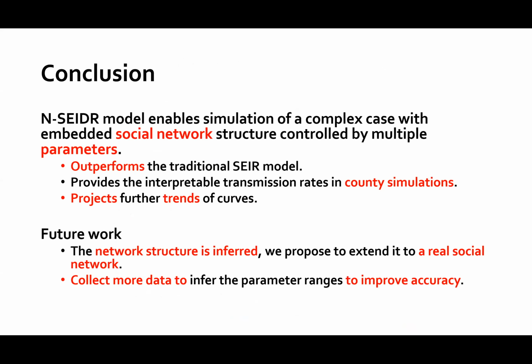Next, we are going to extend the network structure we inferred. We propose to extend it to a real social network, likely a mixture network model consisting of family and community together. And also, we need to collect more data to infer the parameter ranges to improve accuracy, since there are multiple local minima that are equivalent in driving the curve shapes, and we may need to overcome the local minimum pitfalls.